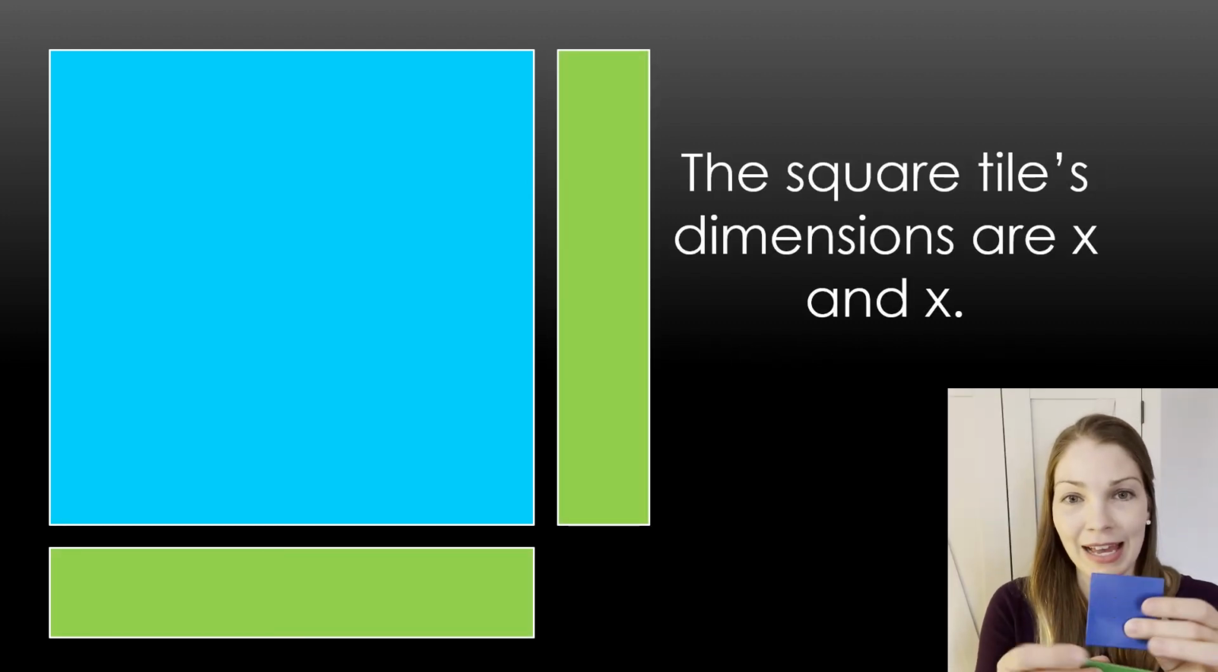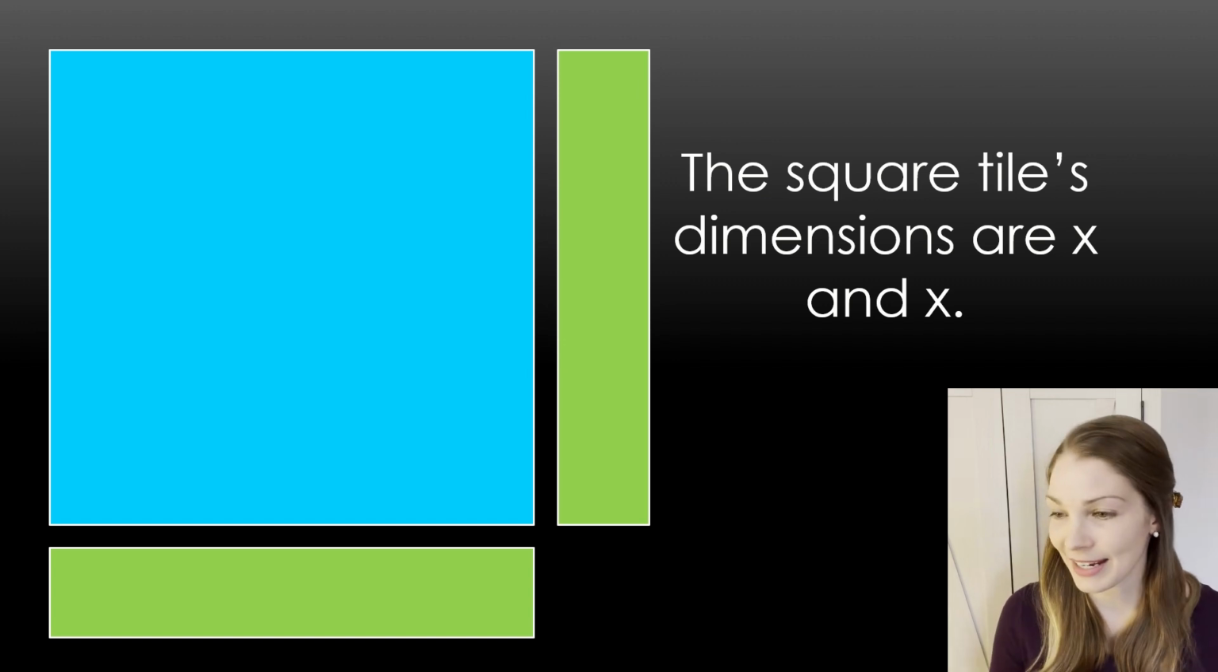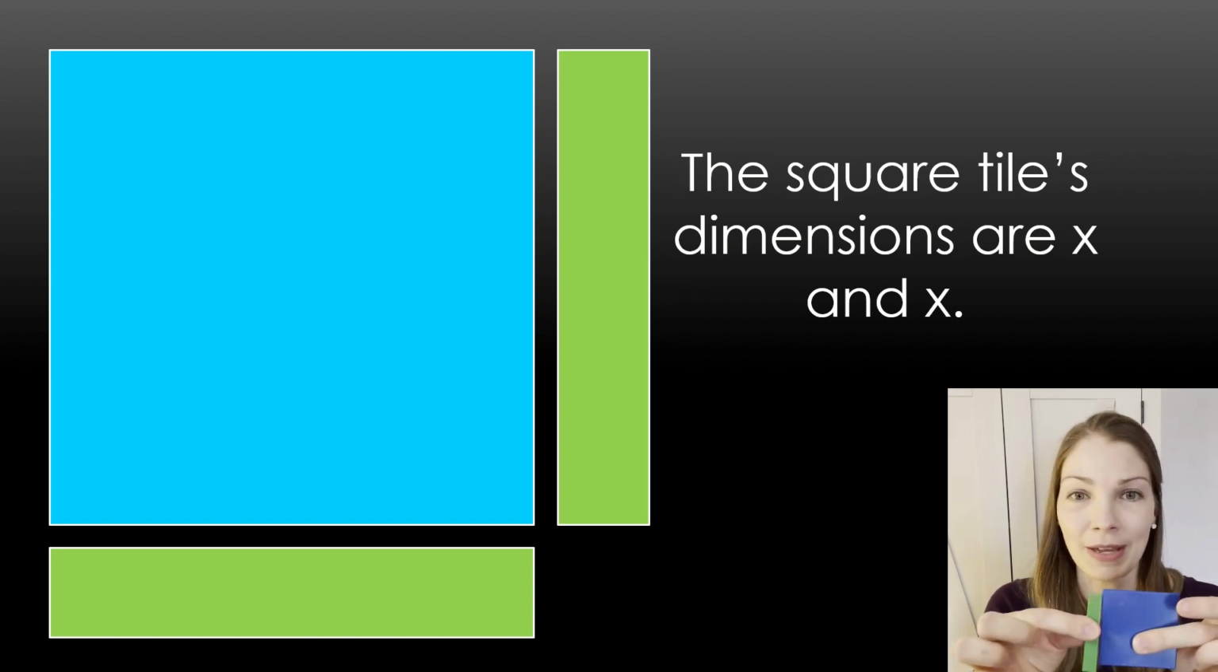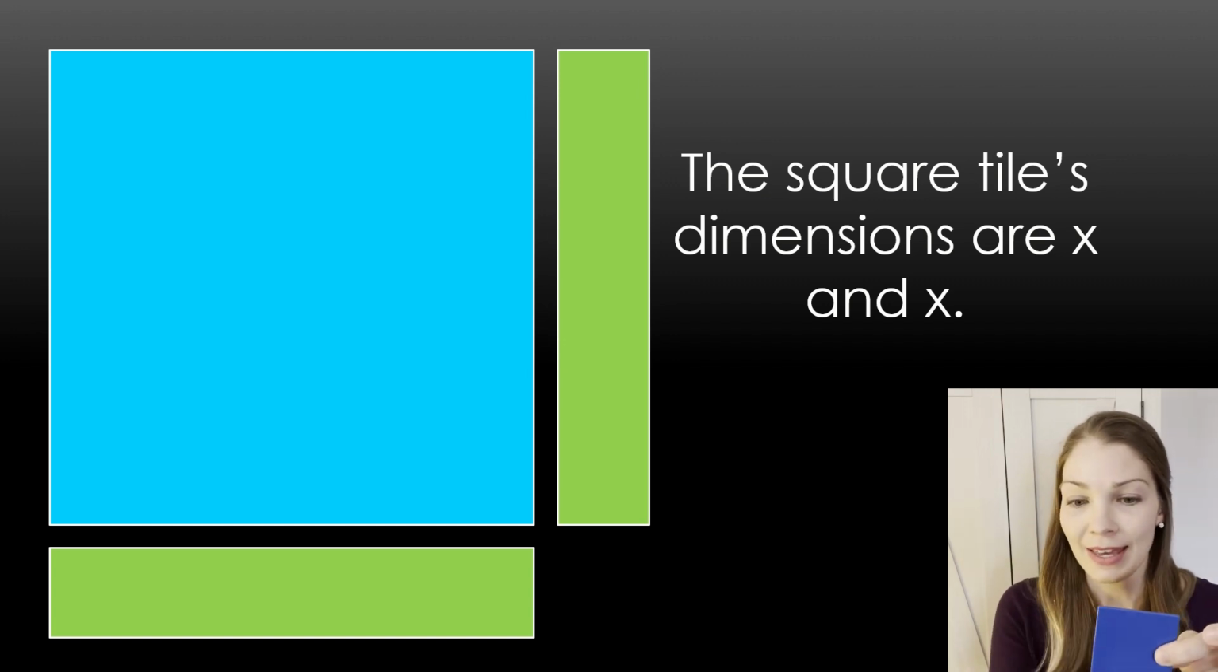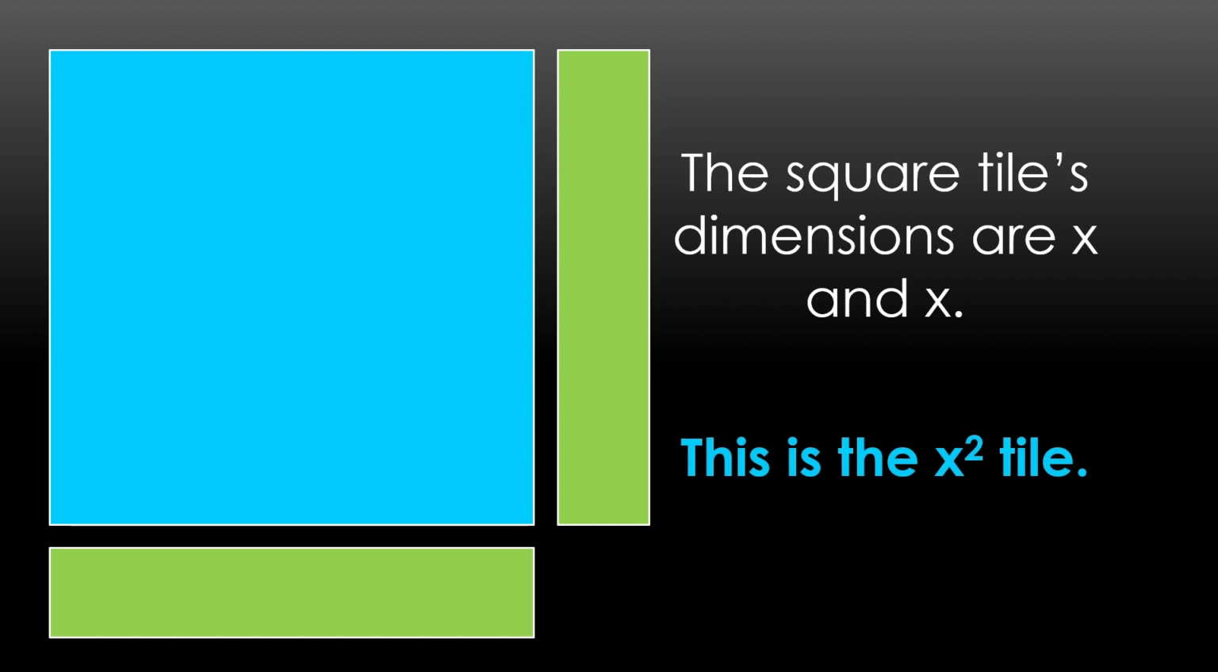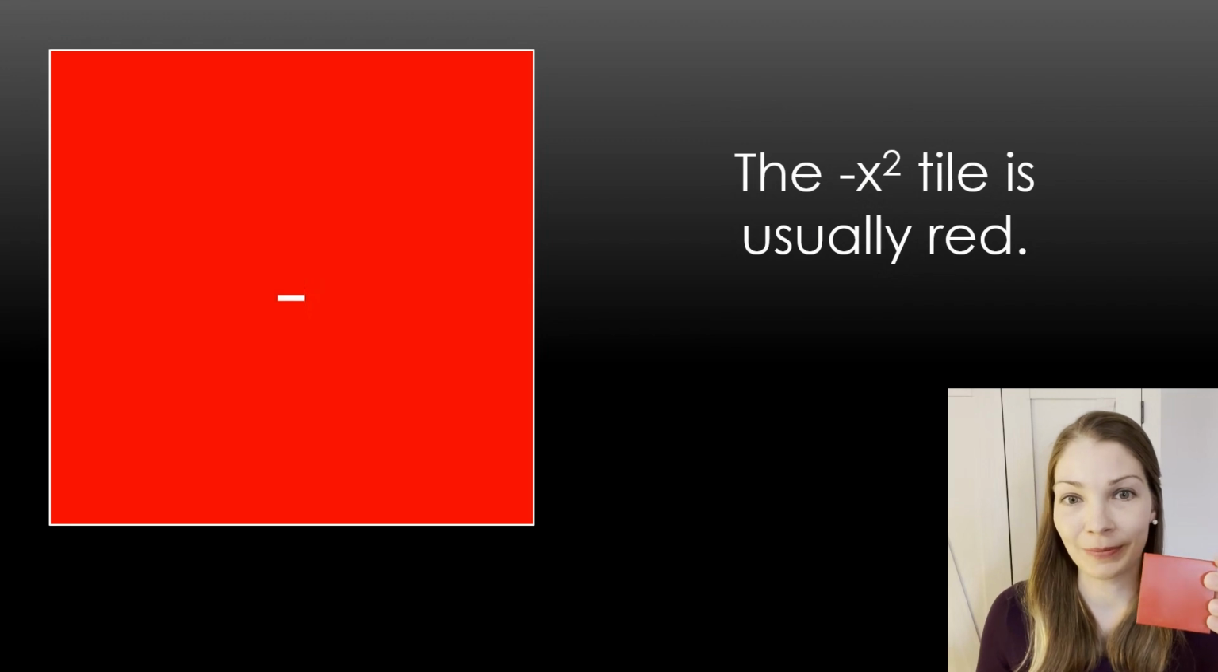So again, if we line this up, and you can see on the screen here, we can test out the dimensions. And this big square tile, its dimensions are X both ways, which means that its total area here, its value is x squared. So this is our x squared tile. If we flip it over, we have our negative x squared tile.